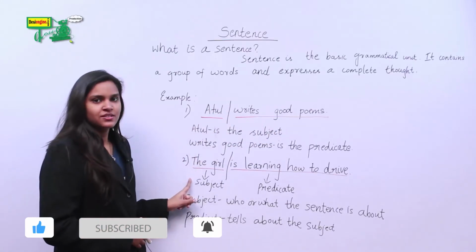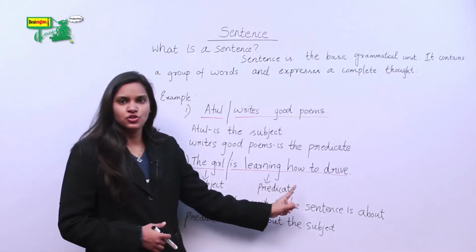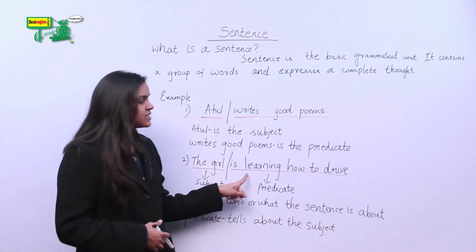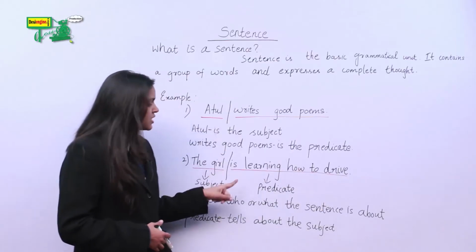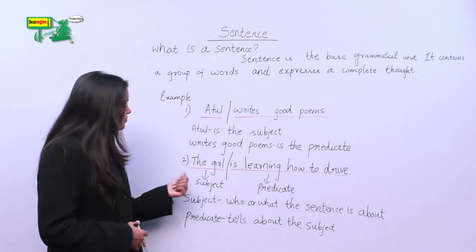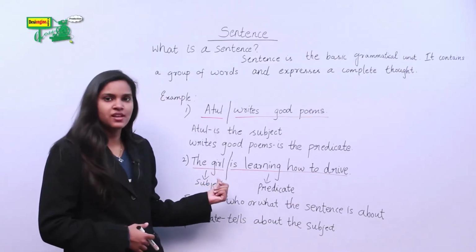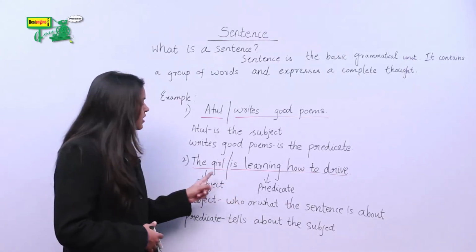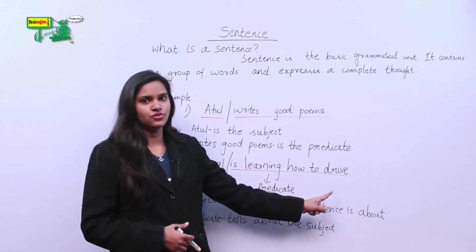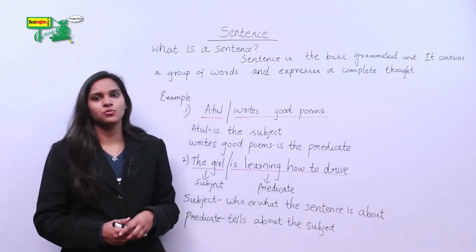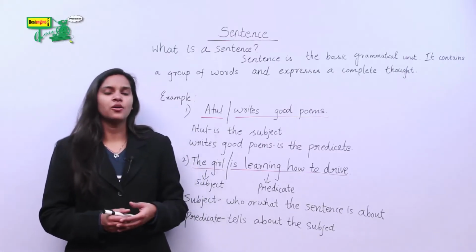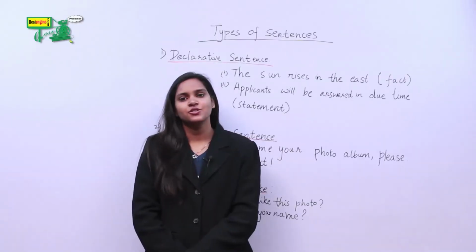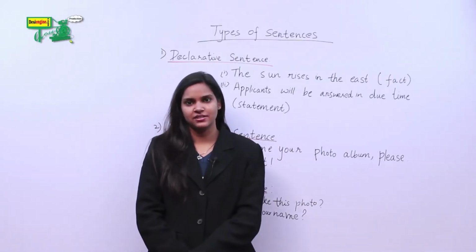Let's do another sentence. The girl is learning how to drive. Our subject is the girl and is learning how to drive is the predicate because the predicate talks about the subject, that it gives additional information about the subject, that the subject is learning how to drive. So today we learnt about what a sentence is and how it is divided into two parts, that is the subject and the predicate.